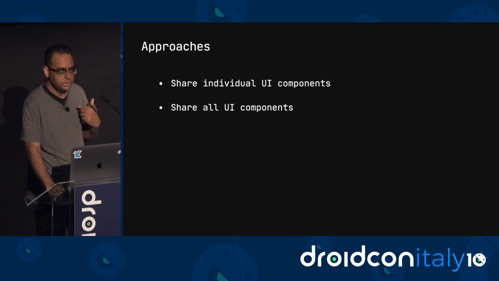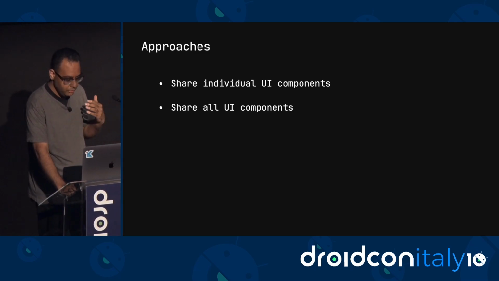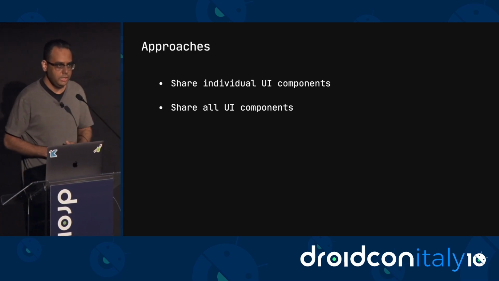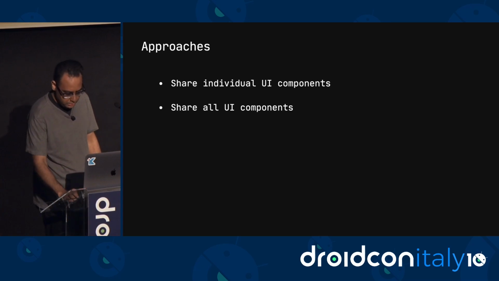So I recommend sharing individual components that are complex, that you find will provide a lot of business value. You won't need a lot of developers because you're writing it in Compose and Kotlin.